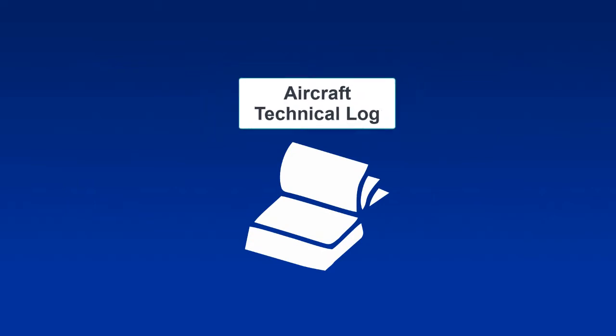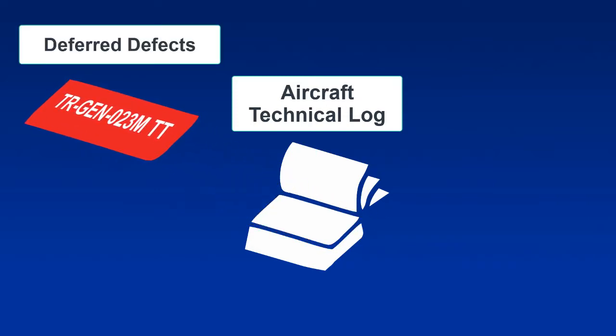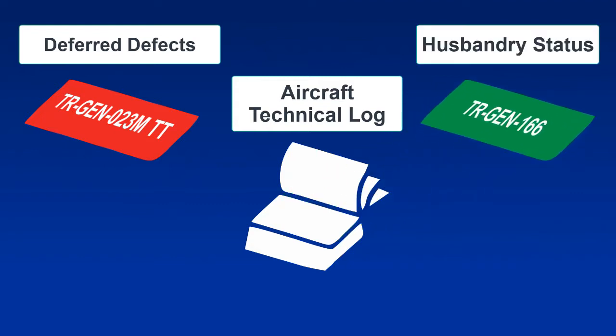First, let's look briefly at our current technical log, which is the day-to-day record of all our aircraft operational and maintenance activities. It contains a large number of pages inside a ring binder. The acceptable deferred defect list records any unserviceable equipment or items that may be permitted for flight in accordance with M.A.403. The aircraft husbandry defect status sheet records any defects which have no effect on the airworthiness of the aircraft and do not affect its operation.